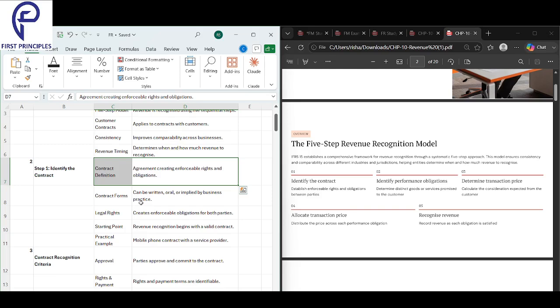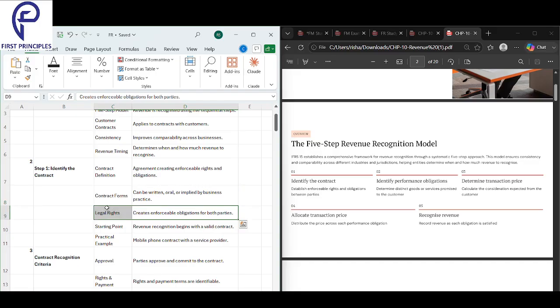It can be written, spoken, or implied by business practice. That means it is just how you normally do business. There is no certain form that it has to take. A contract can be written, it can be oral, and it can be implied by business practice.